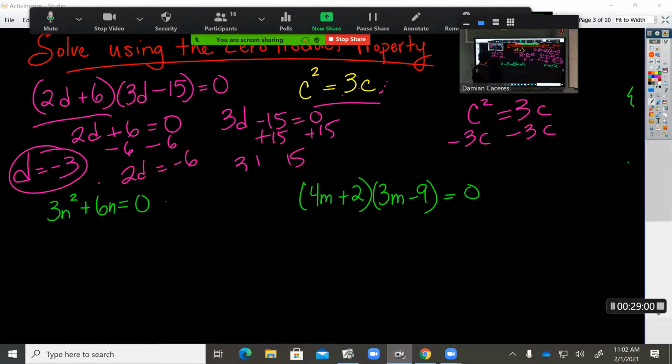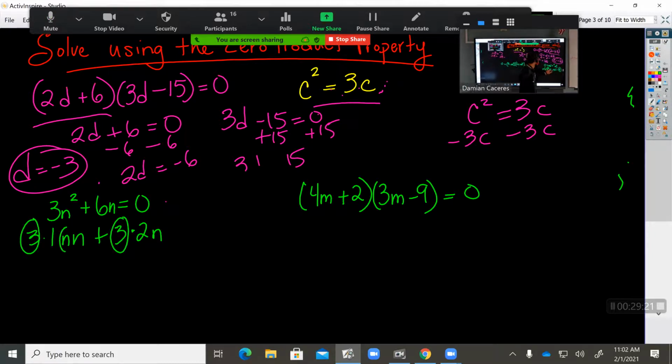All right, I'm going to review it. We'll start off with 3n squared plus 6n equals 0. 3 is 3 times 1, and you have two n's there. If you break down 6, it would be 3 times 2, but that term only has one n. Now, what do they have in common? A 3 and one n. So 3n goes outside the parentheses, and what stayed in there is what I didn't circle, n plus 2.